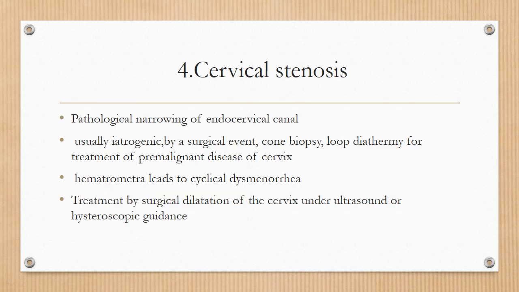Then cervical stenosis, another benign condition affecting the cervix. This is pathological narrowing of the endocervical canal. Usually it is iatrogenic, caused by a surgical event such as cone biopsy or leucothermy for the treatment of pre-malignant lesions of the cervix. There is a collection of blood behind the stenosed area, so there is formation of hematometra, and then there is cyclical dysmenorrhea. Treatment is by surgical dilatation of the cervix under ultrasound or hysteroscopic guidance.